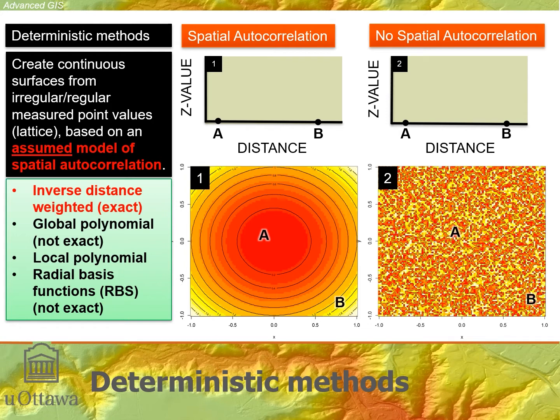Now, just to understand a little bit of spatial autocorrelation here, let's look at panel 1. You'll see that it has a location A and B. And overall, there is spatial structure here in 1. Spatial structure meaning that we see high values here and lower values over here. And there's a smooth gradation of color that follows a smooth gradation of values from the high areas to the low areas.